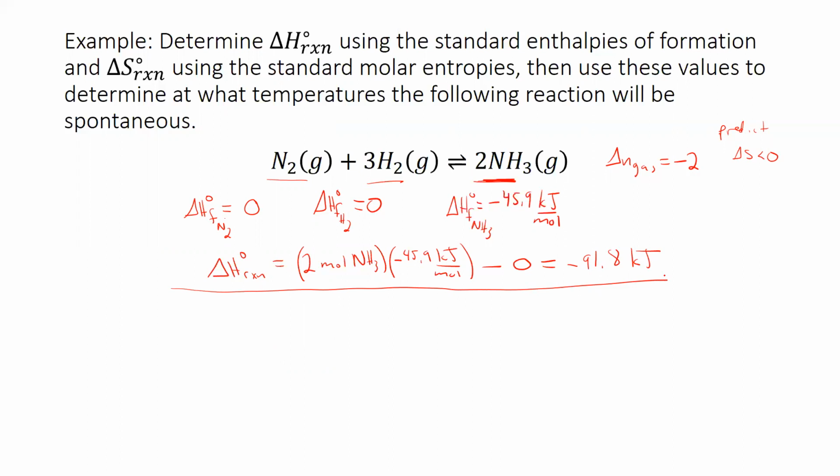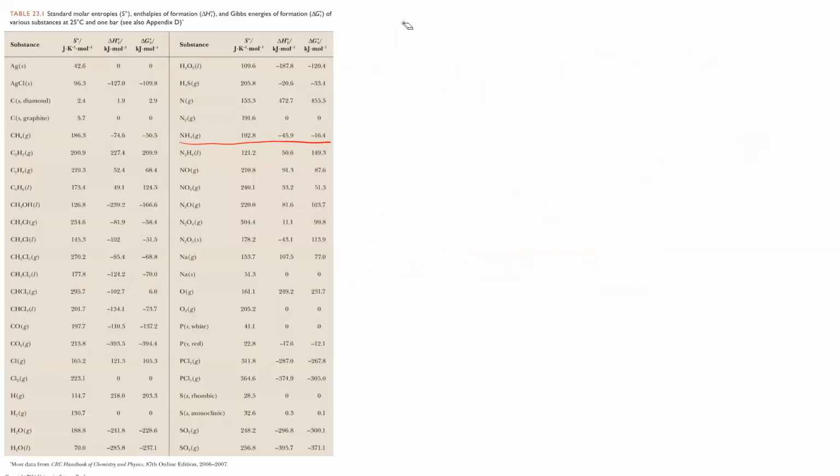Okay, so that's what we've got for delta H of the reaction. We also can look at the entropy of the reaction, and for that we need our standard molar entropies. We'll do that on the next page, since I think it's easier to just look at the values. Remember, we've got N2, H2, and NH3, so we'll write that equation down at the top of the next page: N2 gas plus 3 H2 gas reacting to form 2 NH3.